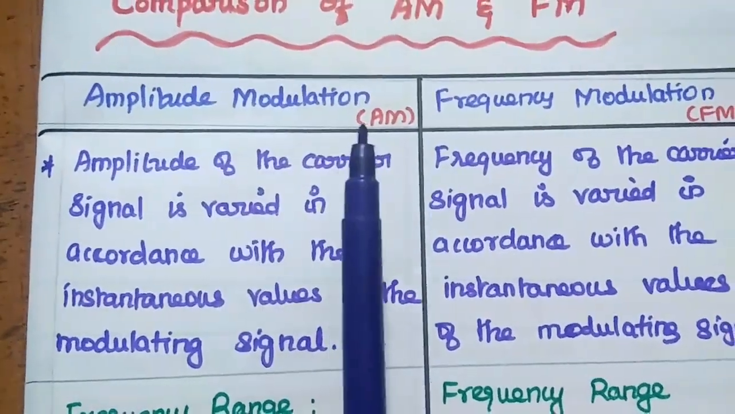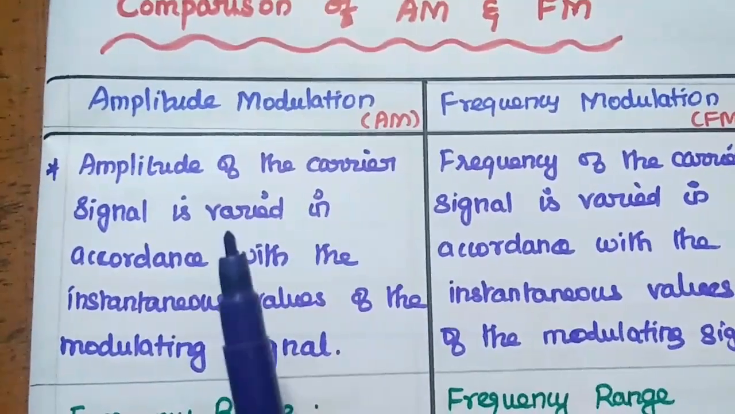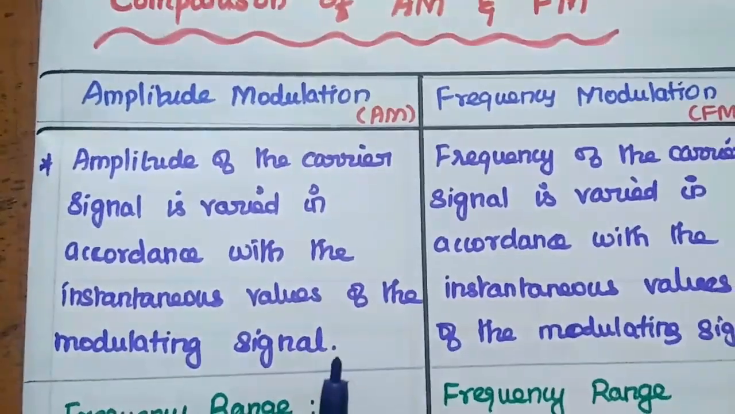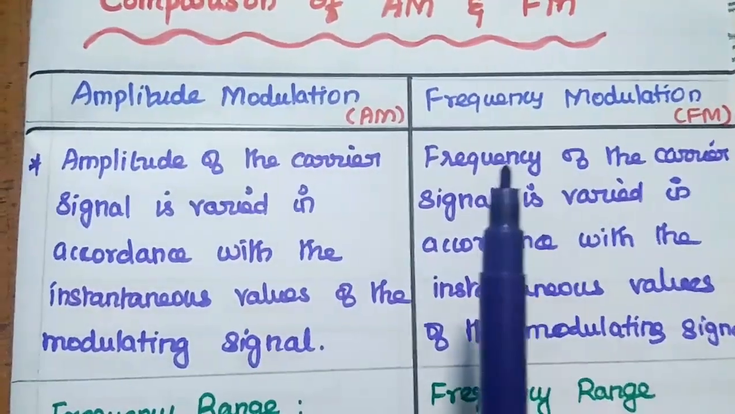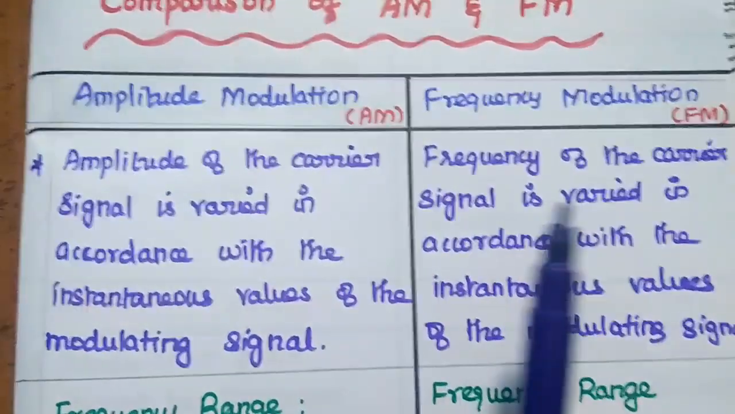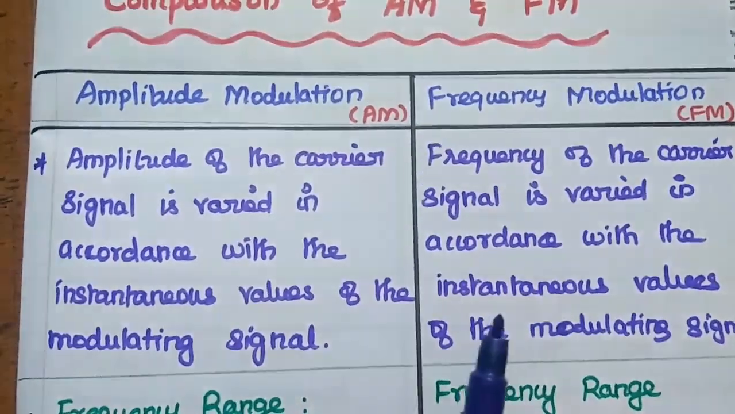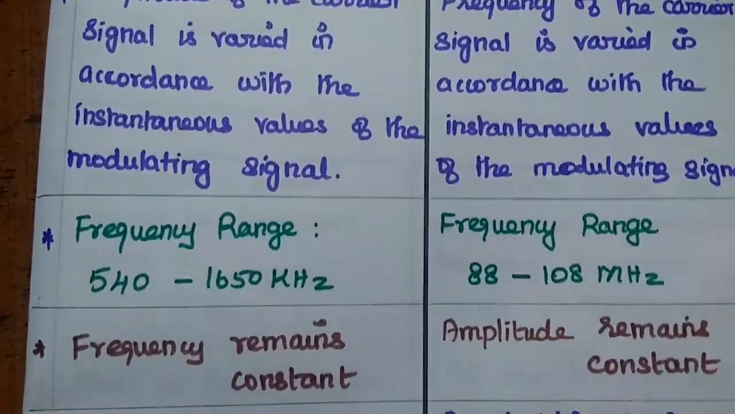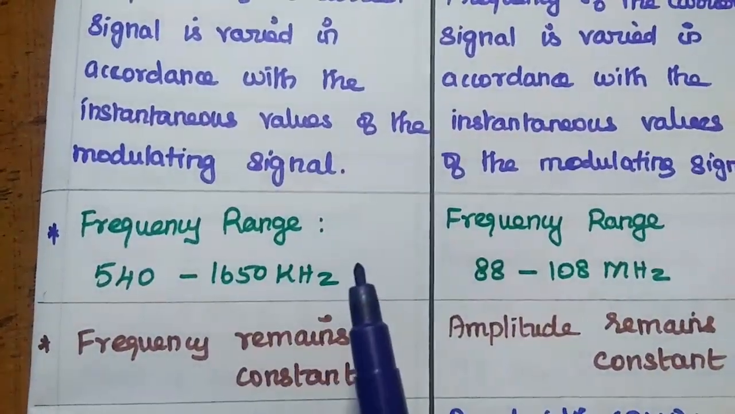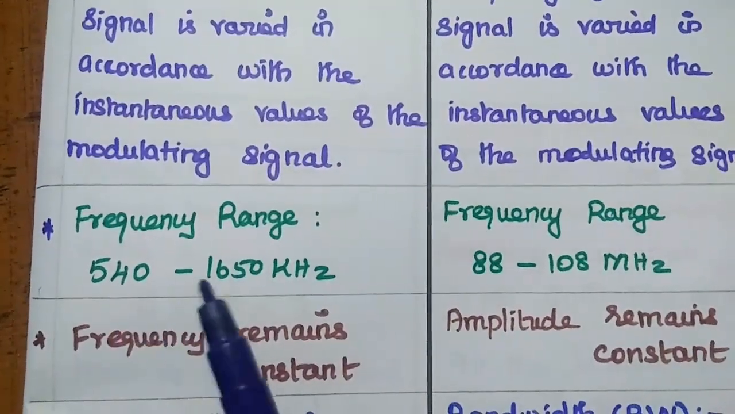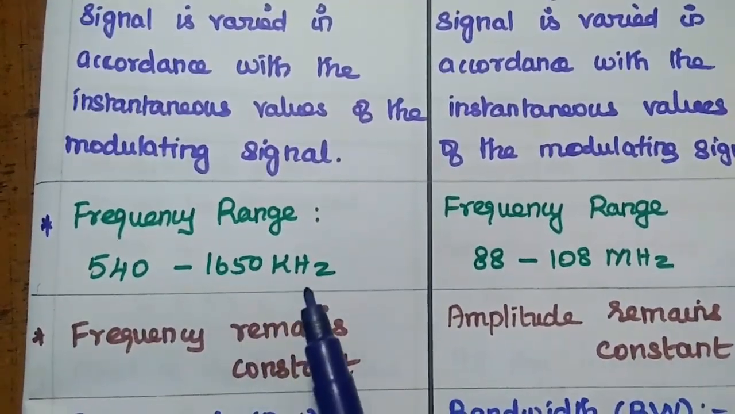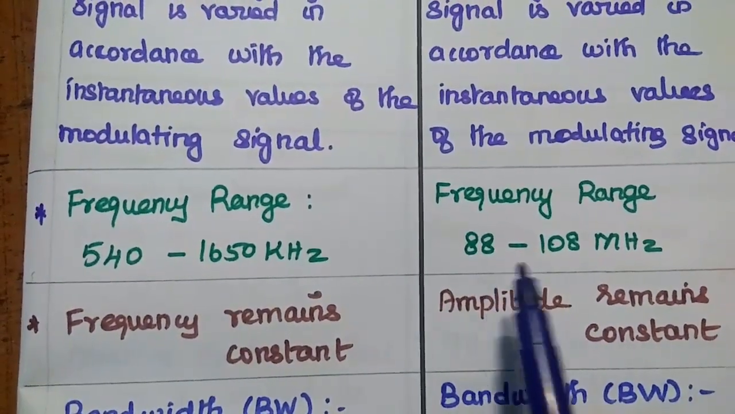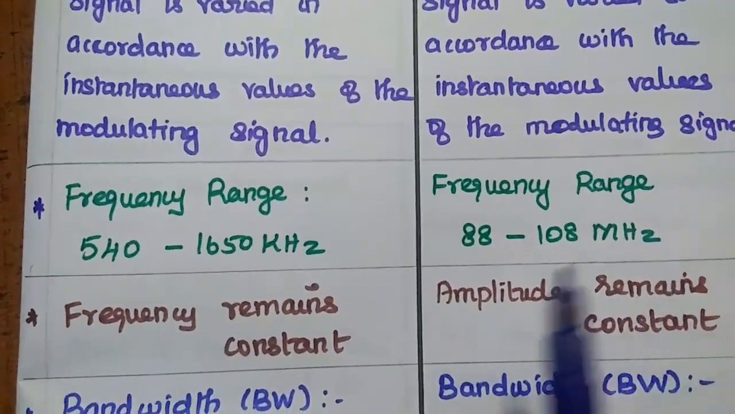In amplitude modulation, the amplitude of the carrier signal is varied in accordance with the instantaneous values of the modulating signal. In frequency modulation, the frequency of the carrier signal is varied in accordance with the instantaneous values of the modulating signal. Next, the frequency range of amplitude modulation is from 540 to 1650 kHz. For frequency modulation, its range is from 88 to 108 MHz.